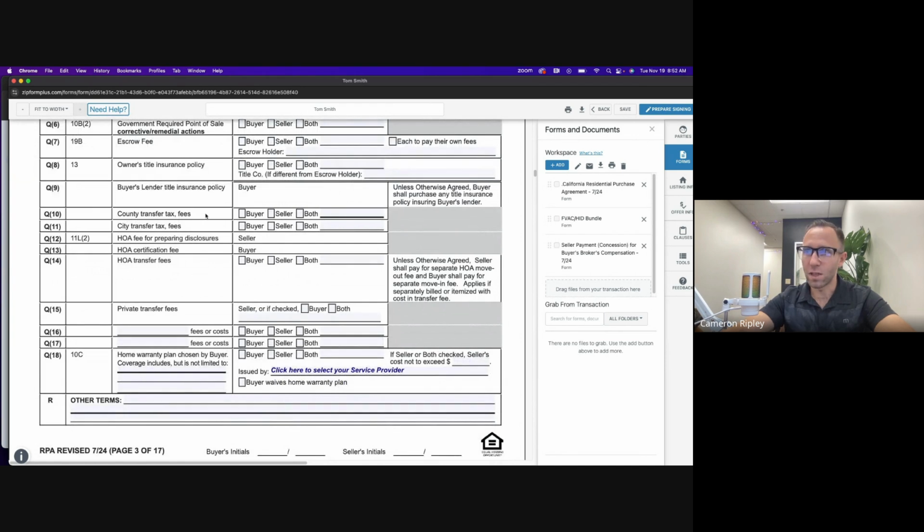There's always county transfer tax. There's not always city transfer tax, but you could put seller or both. But I always type if applicable. Yes, I get it. If there is no city transfer tax and I put that the seller pays for it, who pays for the $0 city transfer tax? No one. Sorry, but no one.